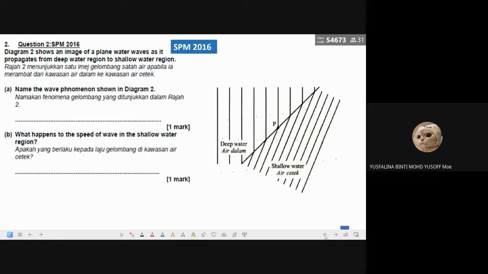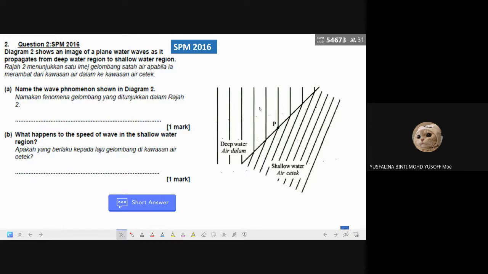Alright. So it says diagram 2 shows an image of a plane water wave as it propagates from the deep water region to the shallow water region. So name the wave phenomenon shown in diagram 2. You can see there is a change in wavelength and also in the direction of propagation. So this one is actually the refraction of wave.